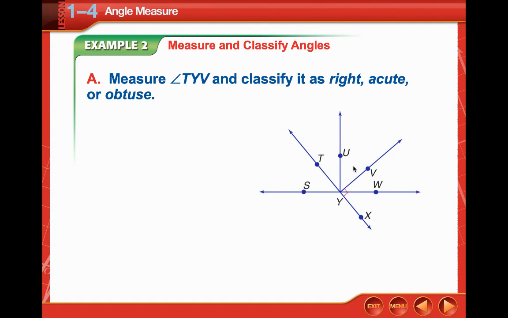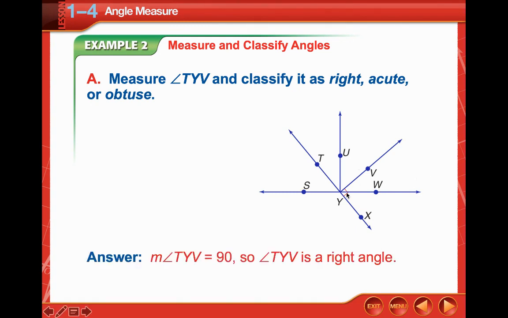All right, hopefully you're able to figure it out. It is a right angle. And you can tell that it's a right angle. First of all, we got to figure out where TYV is. So here's TYV, right? This is actually a really feisty problem here. As you can see, TYX is a straight line, right? That's a straight line right there. TYX is a straight line. So we notice that straight lines are 180 degrees, right?